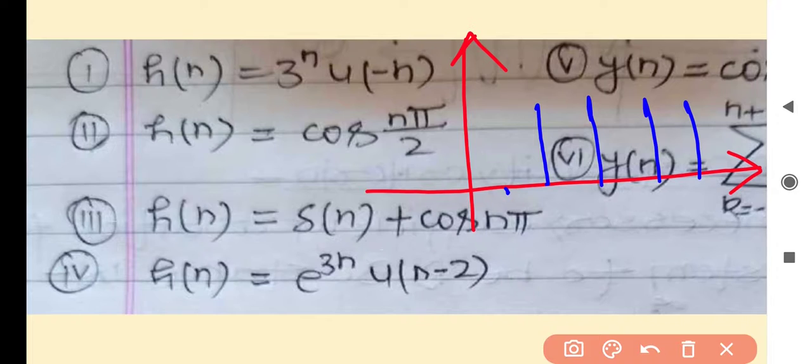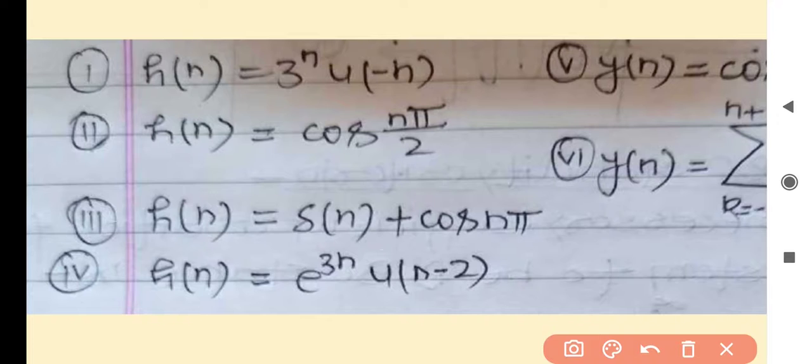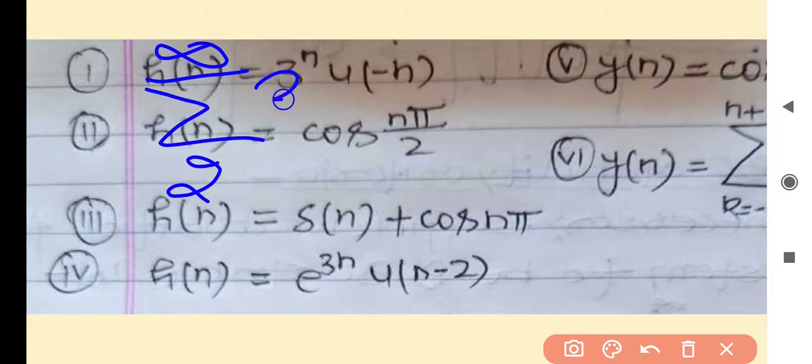This function is multiplied by e power 3n, then the limit of e power 3n will also exist from 2 to infinite. So I will take summation of this function, n is from 2 to infinite, e power 3n, modulus.